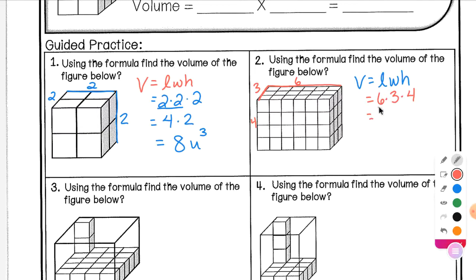First 2, what is 6 times 3? 18. Now times 4. You may have to go out to the side and do some scratch work. Ellie, what'd you get? 72. Do you guys agree? Okay. Label is units cubed.